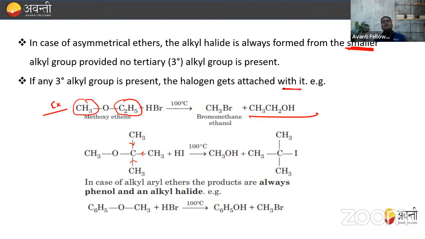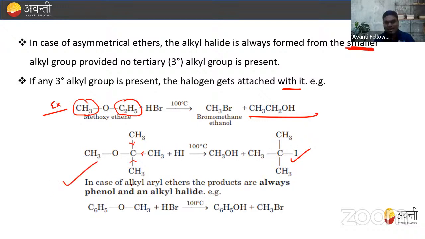So halogen वहां पे जाके क्या हो जाएगा बेटा? Attached हो जाएगा. And in case of alkyl aryl ether, the products are always phenol and an alkyl halide, right? So यहाँ पे देखो I यहाँ पे connect हो गया, दिख रहा होगा साफ साफ. ये I कहाँ connect हो गया? यहाँ पे. That is called CH3OH निकल गया, and this I is substituted to this carbon atom.